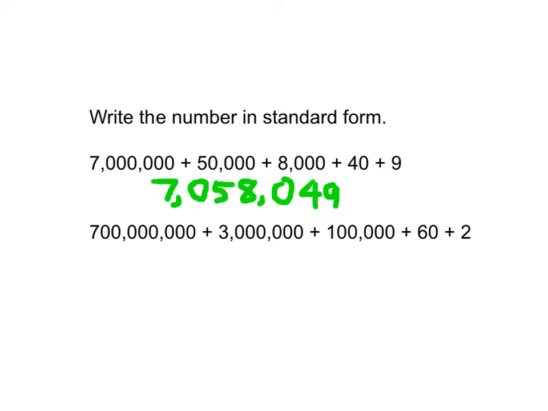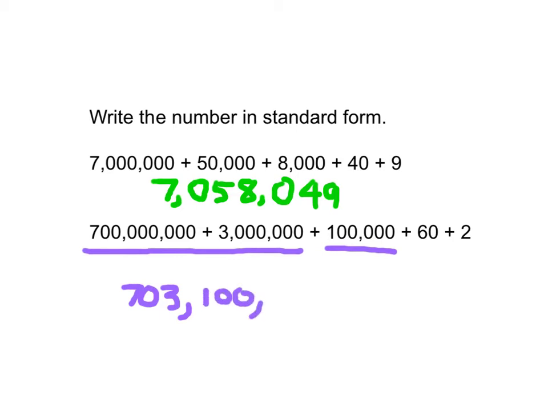For the next number, that is done much the same way. Starting in the millions period, we're working with these two addends here. So that's 703 million. Next, we only have one of these addends that works within the thousands period. That's why we write 100,000 there. And finally, for 62, 60 plus 2, we write a 0, 6, 2.